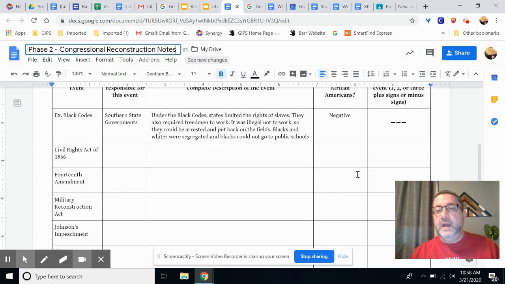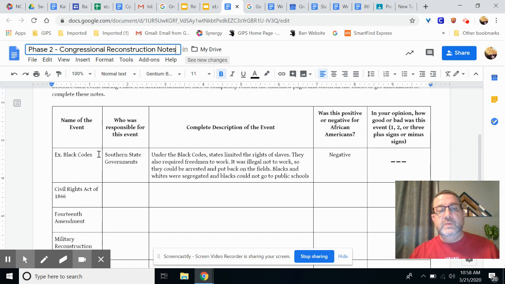And then you're going to put how positive or how negative. Remember our plus signs and minus signs. Three plus signs means really, really positive. Two plus signs means medium positive. One plus sign means kind of. And then the same with minus. Three minus signs is really bad for African Americans. Two minus signs is pretty bad. And one minus sign, it's a little bit negative for African Americans.